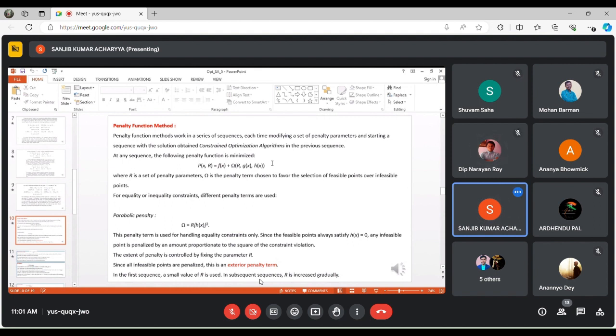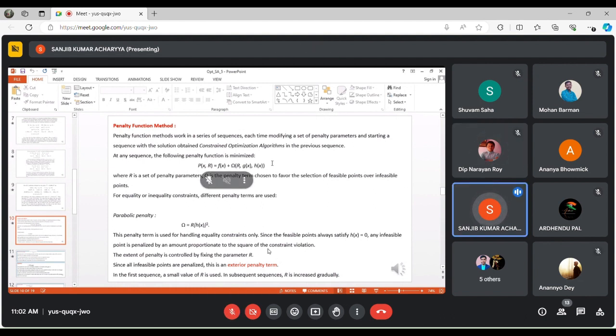Yes, sir. The functions of the constraints are of such nature that they will generate positive terms only if they are violating the constraint. Okay. So what will happen?